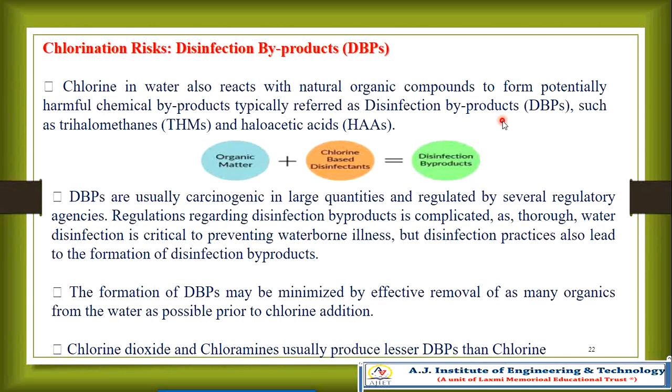DBPs are usually carcinogenic in large quantities and regulated by several regulatory agencies. What is DBPs? DBPs means disinfection byproducts, which are usually carcinogenic. Carcinogenic means what? It is harmful to health. The byproducts are harmful to health in large quantities and regulated by several regulatory agencies. There will be regulatory agencies for each of the byproducts, and they will handle them in a proper manner, so that is called regulatory agencies.